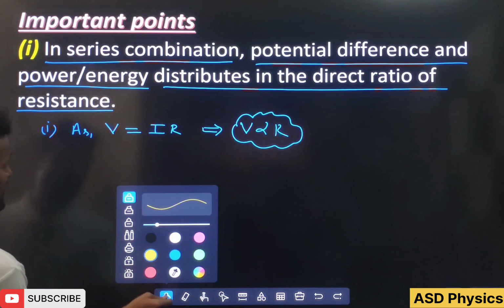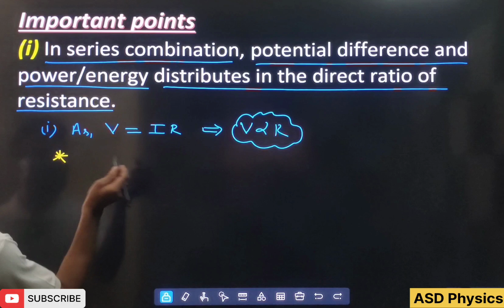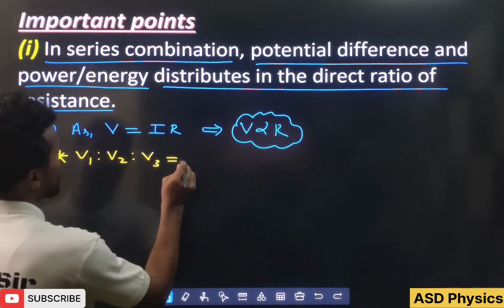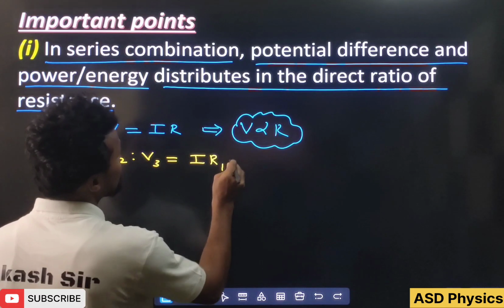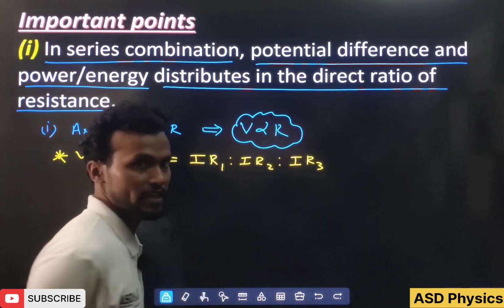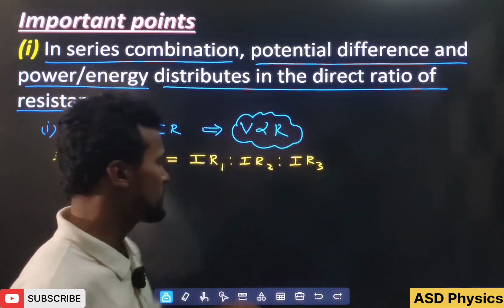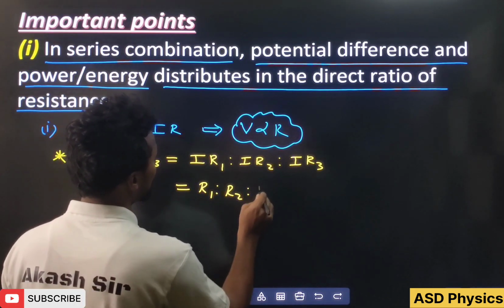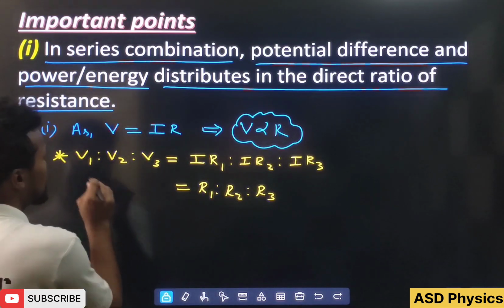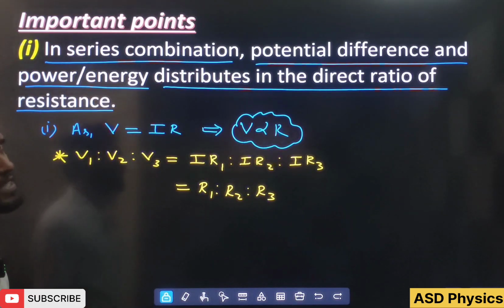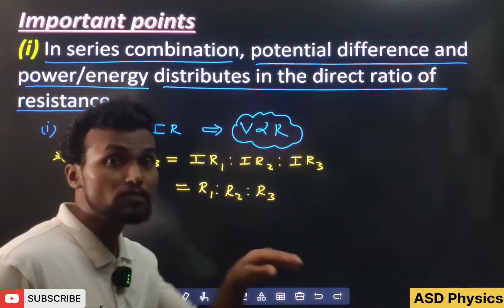So if I write for the three resistors, V1 is to V2 is to V3. How much is coming, students? IR1 is to IR2 is to IR3. Now I will all cancel out. That means we can write R1 is to R2 is to R3. Correct? That means we can tell very well that potential difference is in the direct ratio of the resistances. This concept only we will use in the voltage divider theorem.